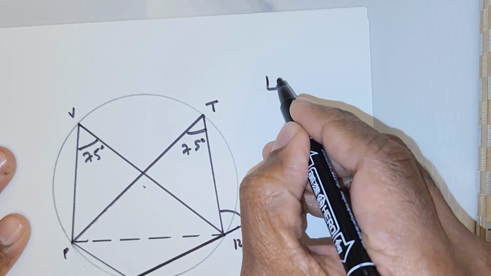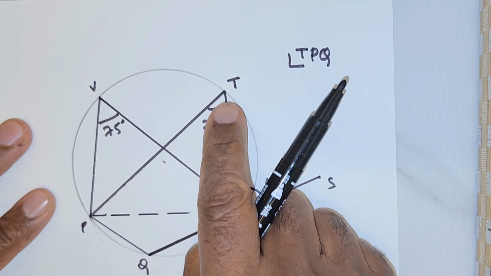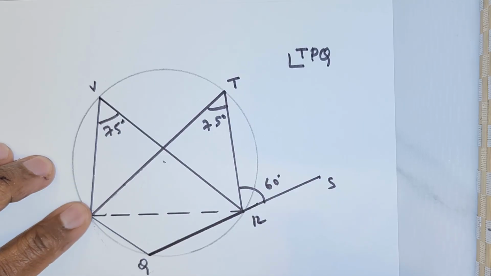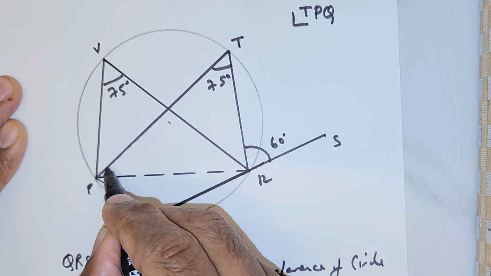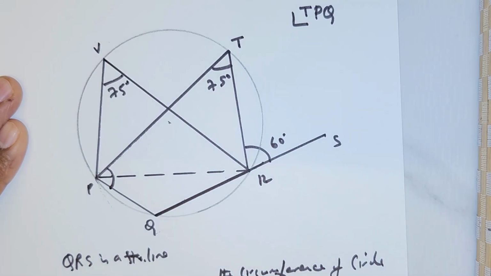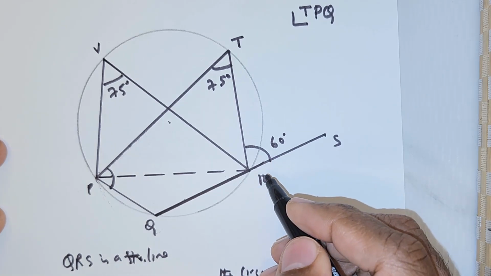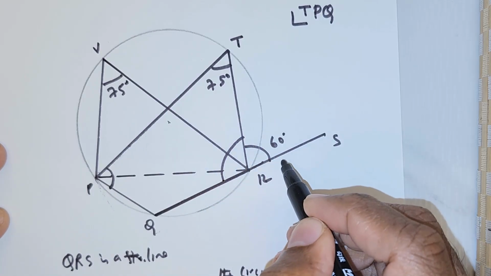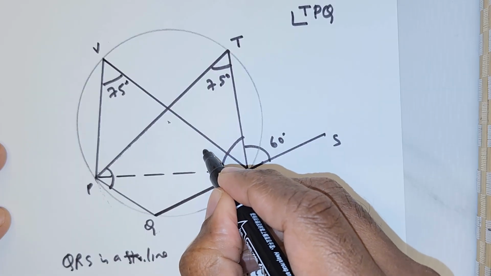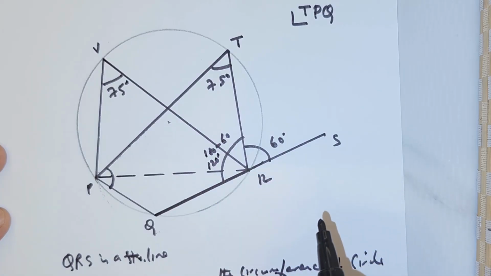We are asked to find angle TPQ. So TPQ, okay. Now this is the angle we need. Alright. Now for that, I would like to get this angle. Now what is this entire angle? It's 180 degrees. So this angle is going to be 180 minus 60, which is nothing but 120.